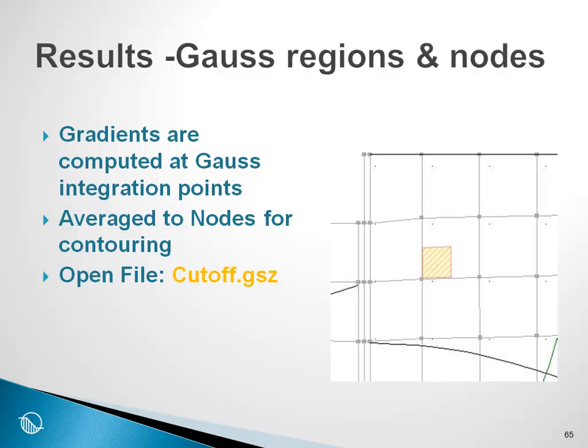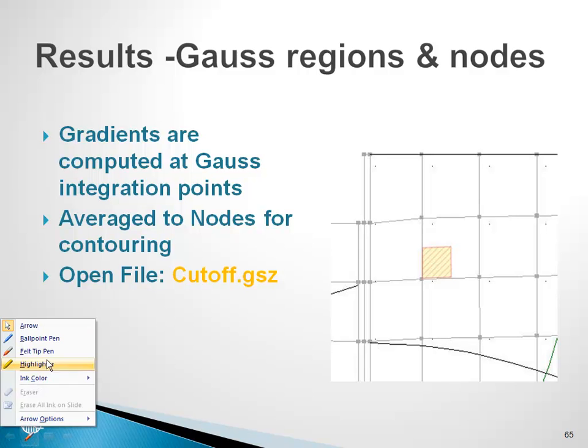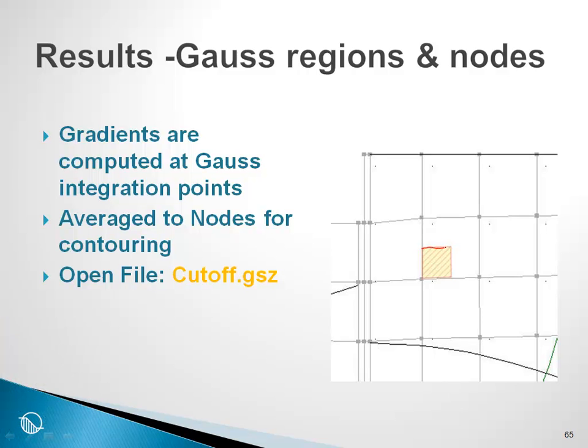As I've already noted, SEEP-W will give us the gradients in an element, and then the element values are averaged to the nodes for contouring. These are known as Gauss integration regions. In a 4-noded element there are 4 regions. They are really not regions. There is actually a particular Gauss integration point at a particular location within each element.